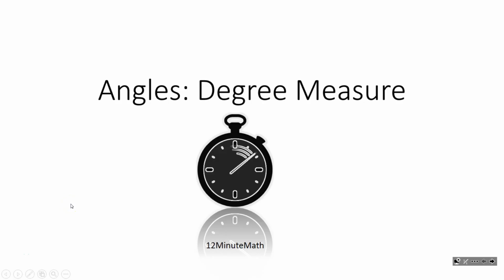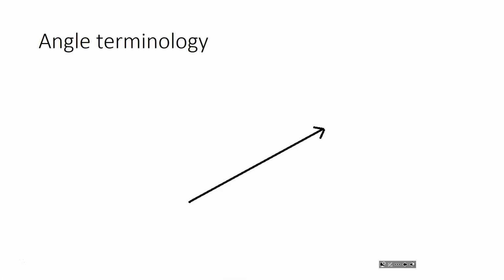Welcome. In this lesson we're going to look at angles, which are measured in degrees. Let's first start with a little terminology. In order to create an angle, we always have a starting point, which I'll mark here in blue, which is called the vertex. This line, or ray rather, that we're starting with is called the initial side of the angle.